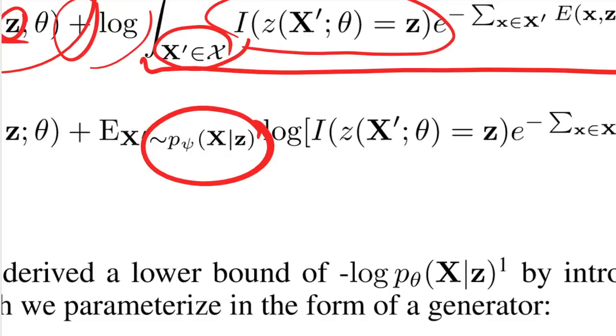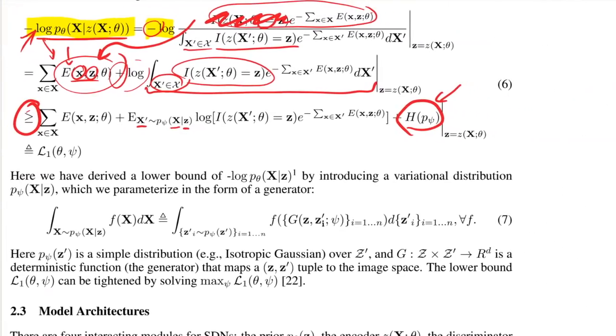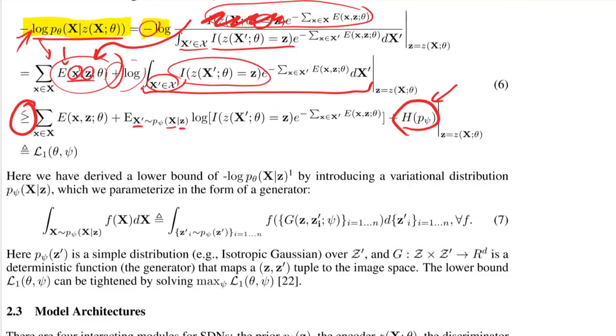Look, what we're supposed to do is we're supposed to produce a set of images, so sets of images here, given particular z. And we can do that. That's our generator, right? So we can use our generator to produce those samples. And that's what they say here. Here we have derived a lower bound by introducing a variational distribution, which we parameterize in the form of a generator. Okay, so the generator is going to produce that distribution.